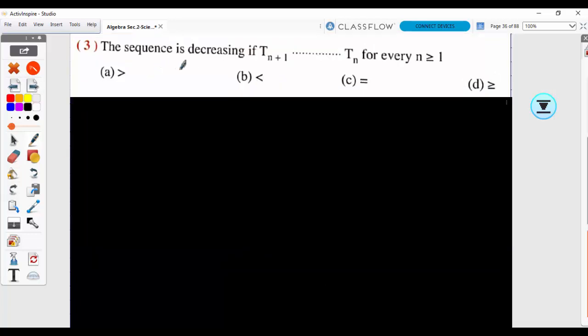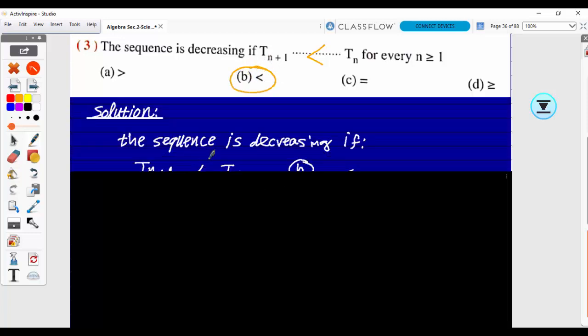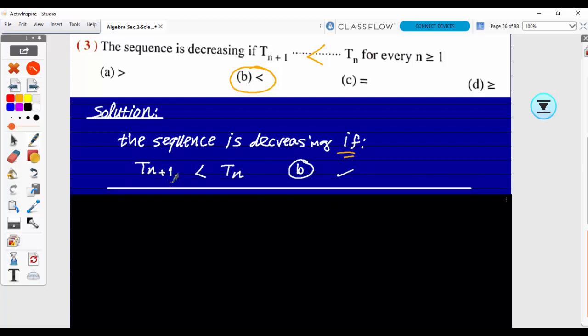Next question. The sequence is decreasing if Tn plus 1 is less than Tn, for every n greater than or equal to 1. So we'll choose letter B. Again, the sequence is decreasing if, it's the rule, Tn plus 1 is less than Tn. It's letter B. Note that this sequence 5, 3, 1, and so on.